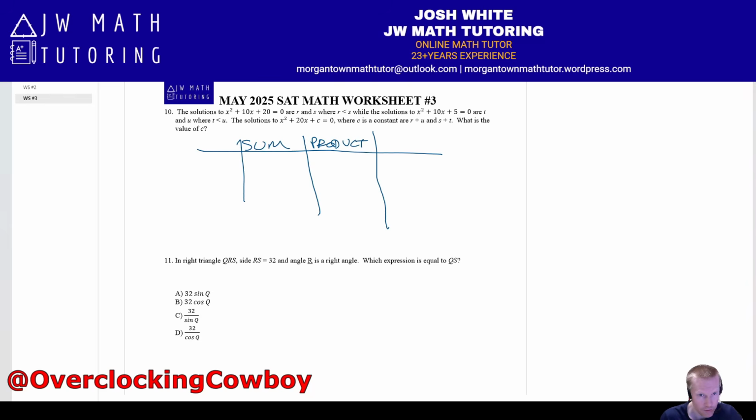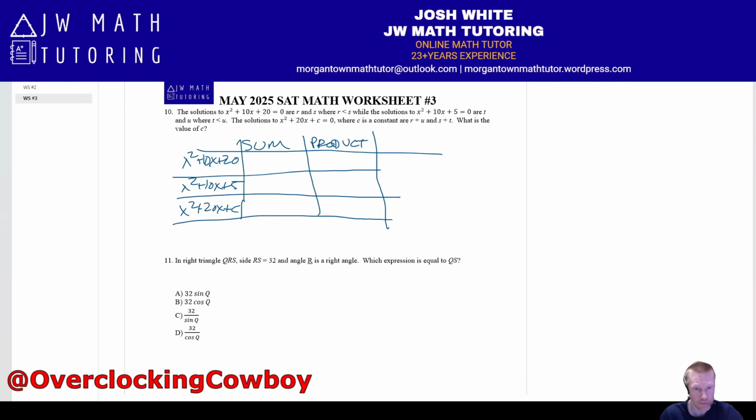Okay, so we have the first equation, which is x squared plus 10x plus 20. We have the second equation, which is x squared plus 10x plus 5. And then we have the third one, which is x squared plus 20x plus c. Because what I'm going to type in Desmos is a gigantic long regression statement with R and S and U and T and everything, but I just want to show you where all the various numbers are coming from.